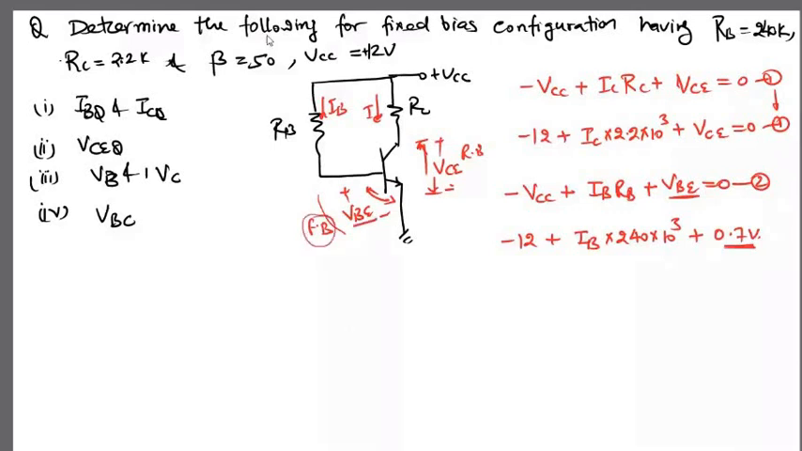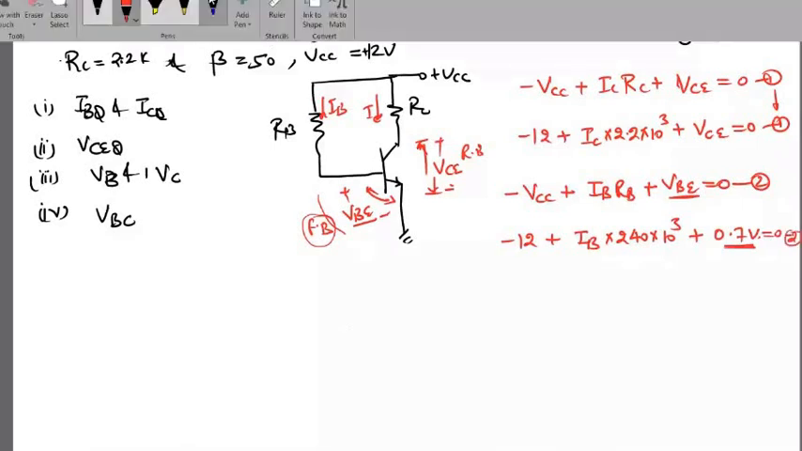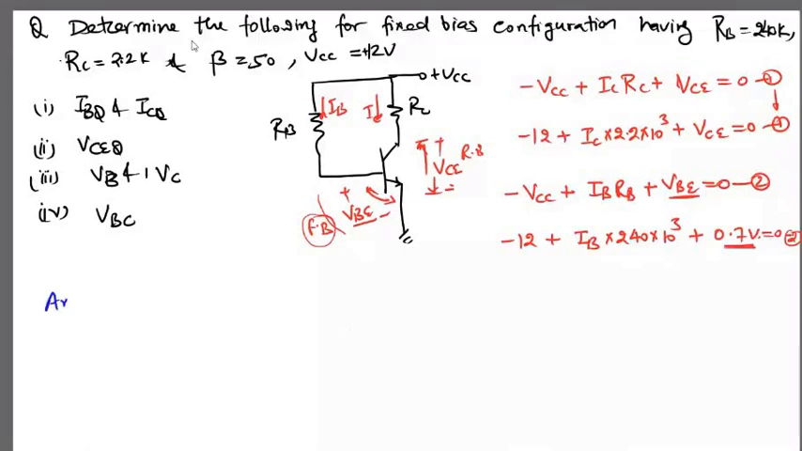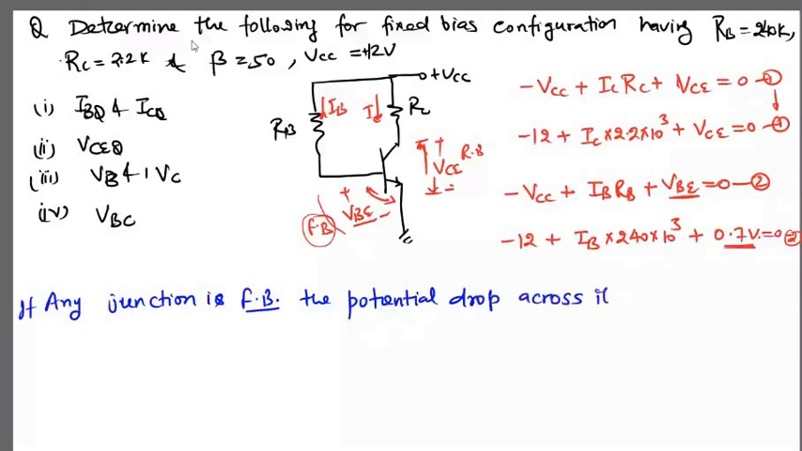So here I am just writing one note. If any junction is forward biased, then the minimum potential drop across it will be 0.7 volt. The minimum. Keep this in your brain.